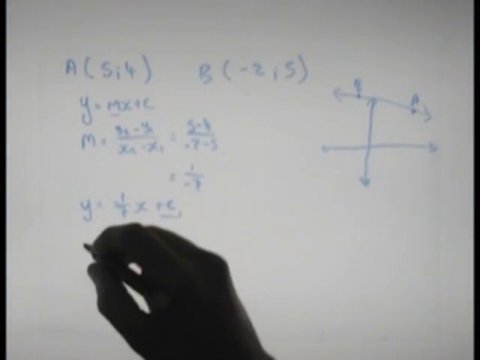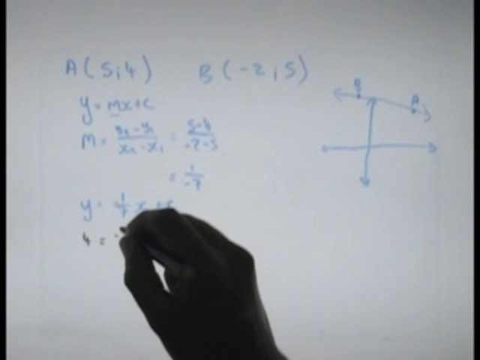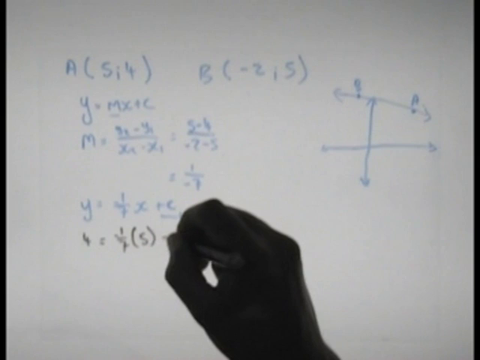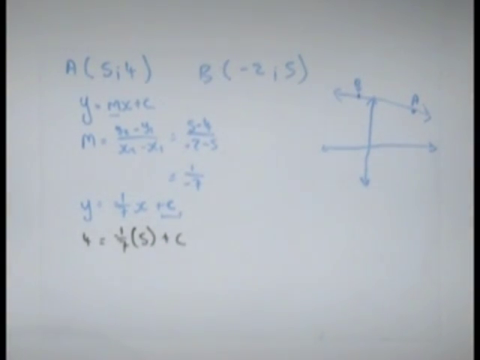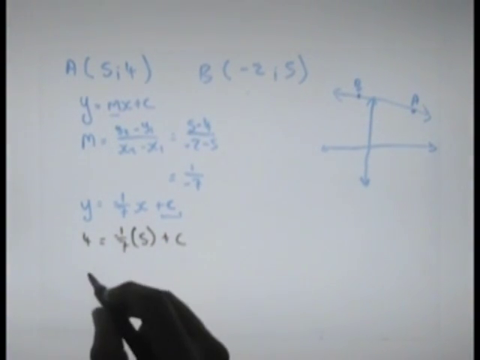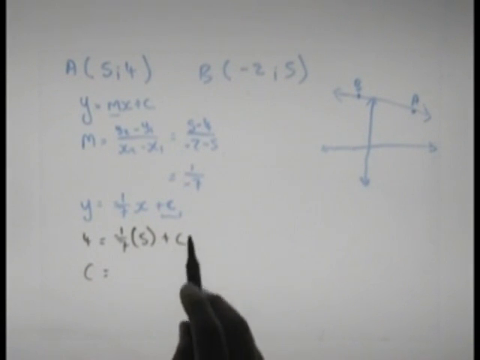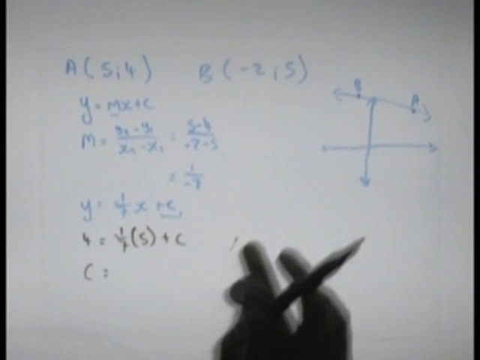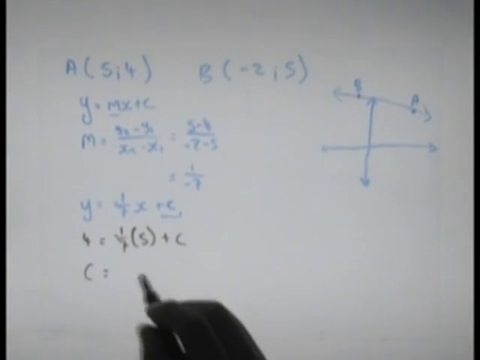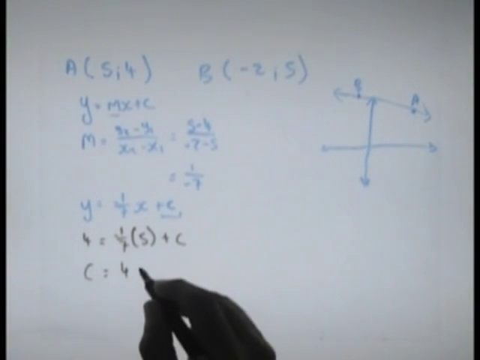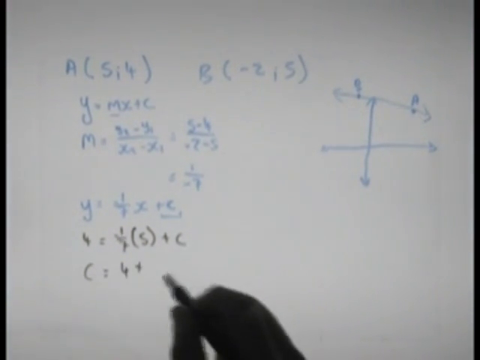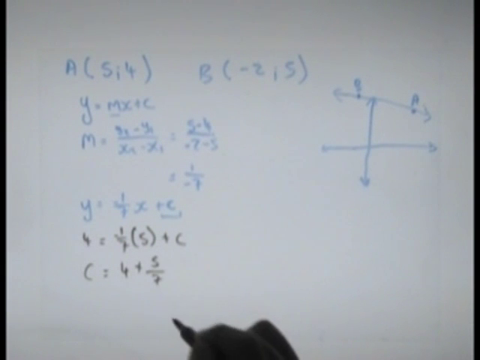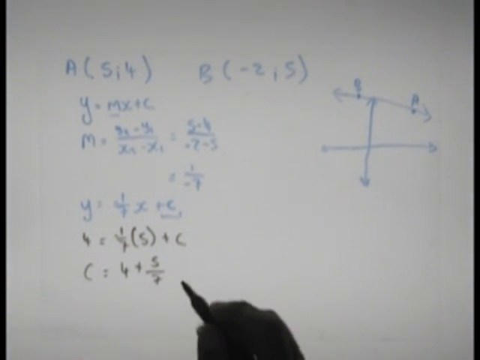Instead of y, we're going to put 4. 4 is equal to -1/7 times x, which is 5, plus c. That means that c is equal to, now all I'm doing is keeping c on this side, taking everything across to the other side, but I'm flipping it. So that's going to be 4 plus, because that will become positive, plus 5/7. 1/7 times 5 is 5/7.